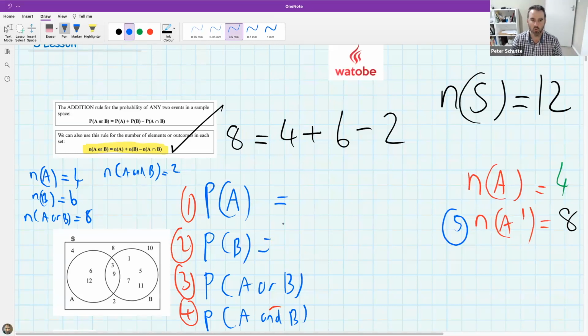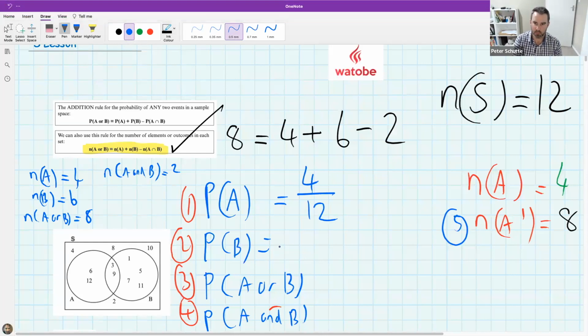So what do we think the probability of A is? Well, A was 4. And how many items are in total? There are 12. So there is a 1 in 3 chance, or 4 out of 12 probability, that if you choose a random number from here, you will get an item that is an A.